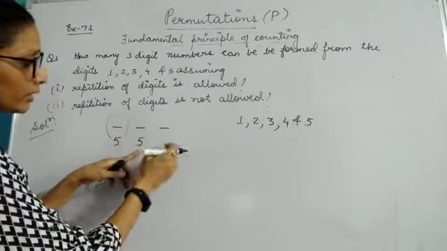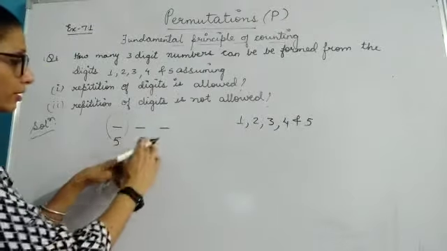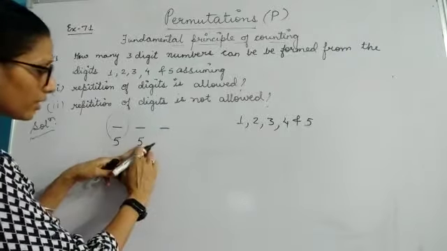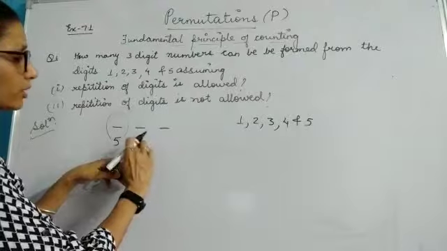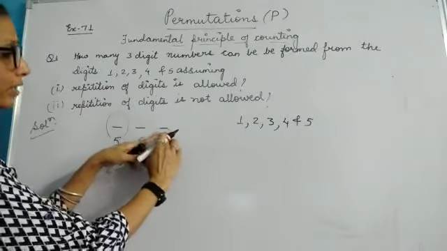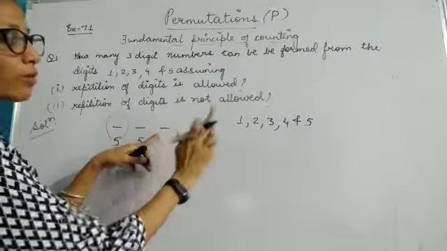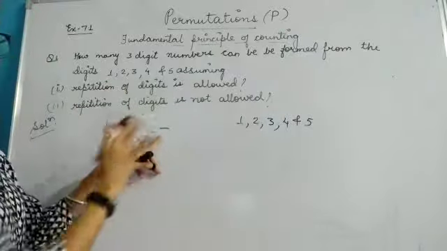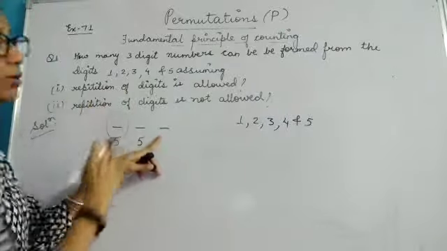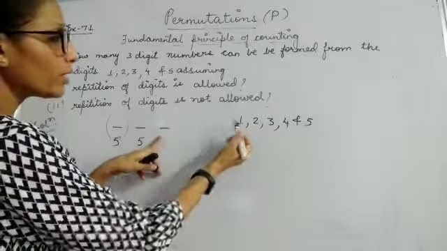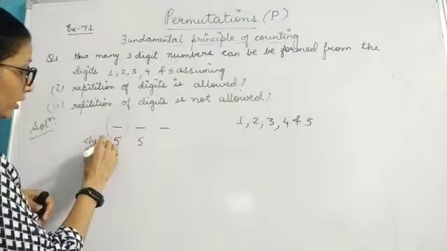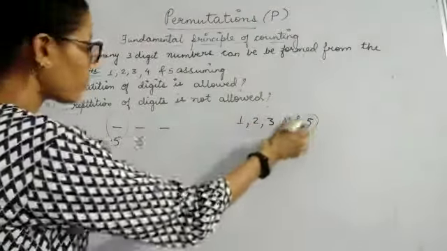Now, the next, that means the third place I have to fill. That means this event is occurring following this event. That means this has been already done. Now, for this place, how many choices do I have? I can use any digit from here, because repetition of digit is allowed. So, how many choices do you have? I am writing these as choices.